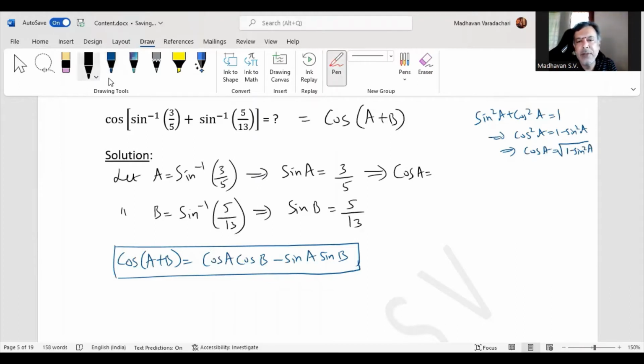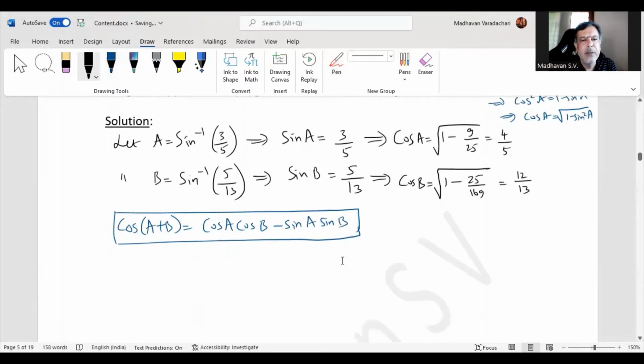Applying that, we have cos A will be the square root of 1 minus 3 square by 5 square, which is 9 by 25 under root. If we evaluate this, we get 25 minus 9, which is 16. 16 by 25 under root, so it becomes 4 by 5. Similarly here, cos of B will be square root of 1 minus 5 square by 13 square, which is 25 by 169. If we evaluate that, we get 144 by 169 under root, which is 12 by 13.